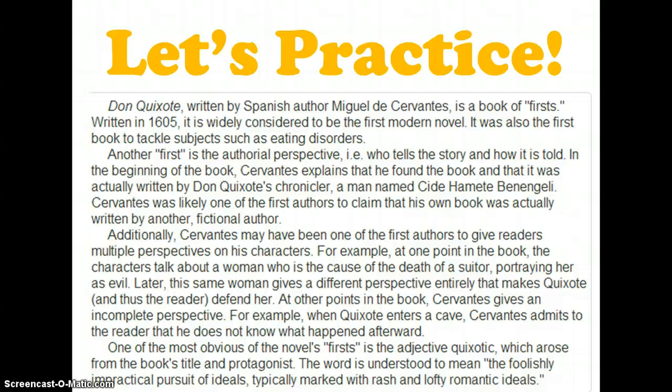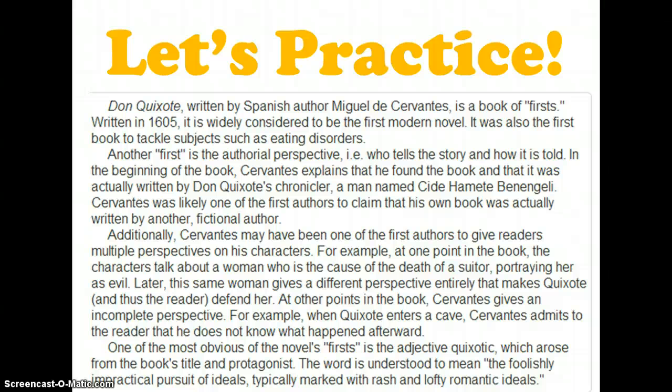Cervantes was likely one of the first authors to claim that his own book was actually written by another fictional author. Additionally, Cervantes may have been one of the first authors to give readers multiple perspectives on his characters. For example, at one point in the book, the characters talk about a woman who is the cause of the death of a suitor, portraying her as evil. Later, the same woman gives a different perspective entirely that makes Quixote, and thus the reader, defend her. At other points in the book, Cervantes gives an incomplete perspective. For example, when Quixote enters a cave, Cervantes admits to the reader that he does not know what happened afterward.